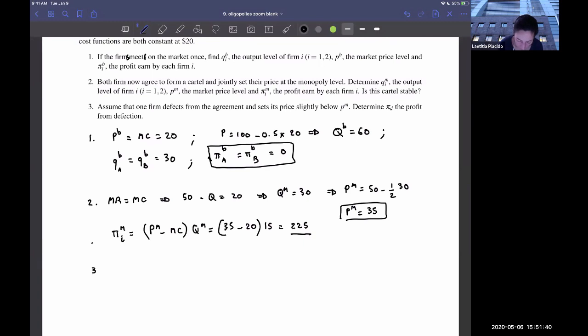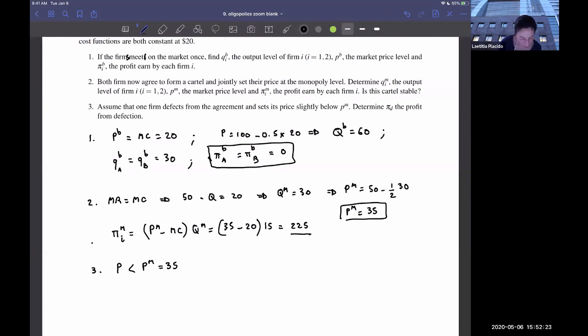So question 3. Assume one firm defects from the agreement and sets its price slightly below the monopolist price. What is the profit from deviation? Here we have assumed they coordinate on the monopolist equilibrium, but as we know, this is not a stable equilibrium, because this is not a Nash equilibrium. One firm will have an incentive to deviate from that equilibrium, by setting a price slightly below the price of the monopolist.